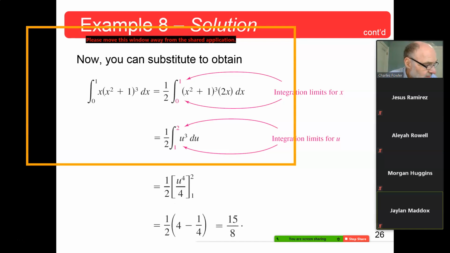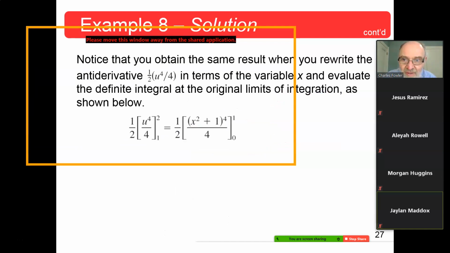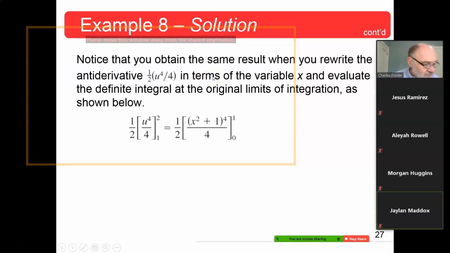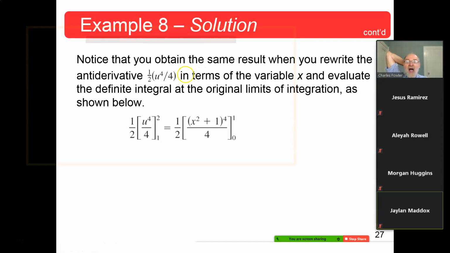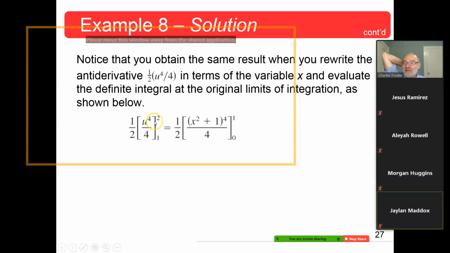Okay. Let's see what else they do here. Notice that you obtain the same result when you rewrite the antiderivative. Remember when you had it down to 1/2 of u^4 over 4 in terms of the variable x. Well, what was your variable x? It was x squared plus 1, raised to the 4th power, and put that in there, but not change your limits to u's, but leave them for the limits for x.